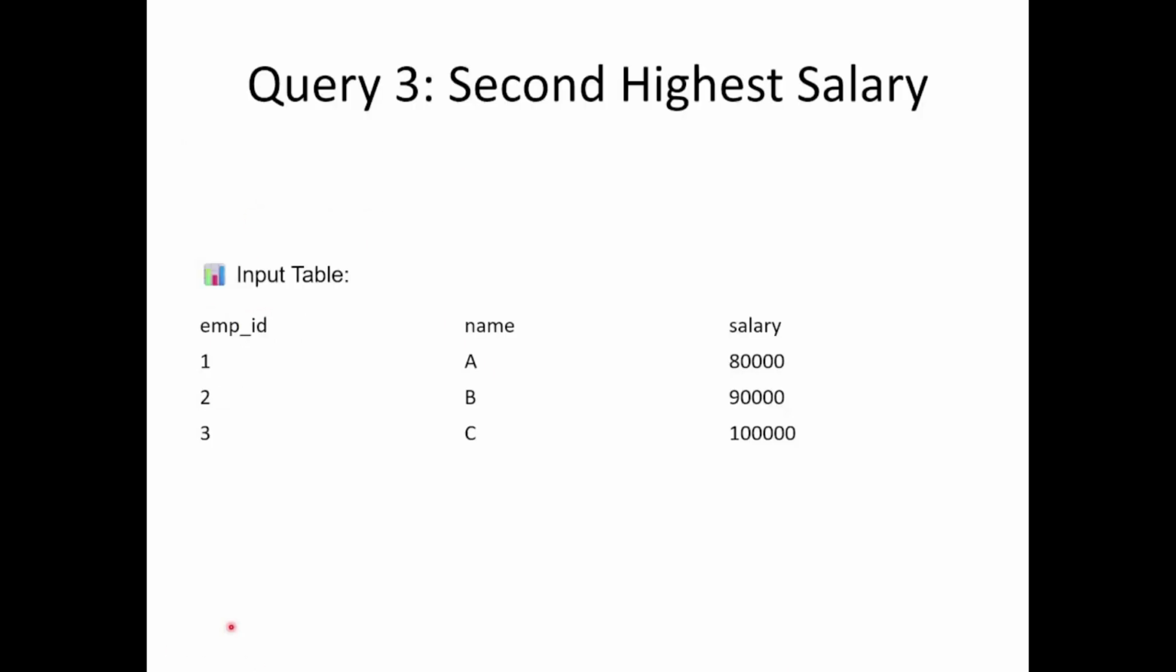So when we write that, this row is eliminated and we have a 2 row table, and out of these 2 rows the maximum salary is 90,000, and hence we get the output as maximum 90,000. That was an easy one.